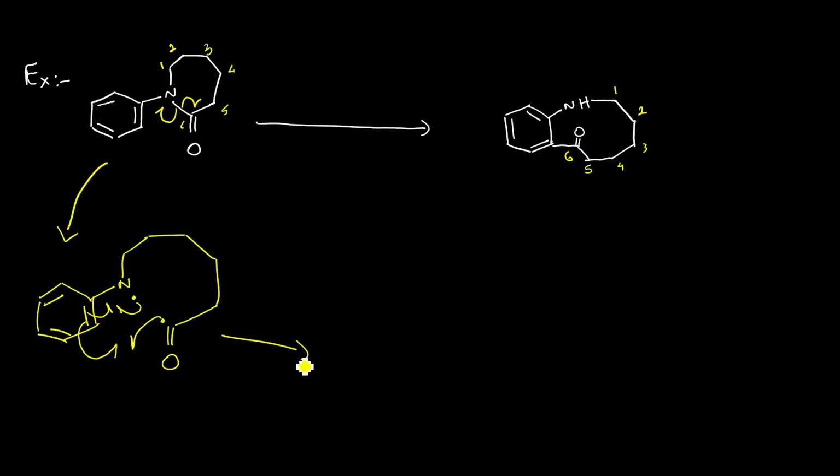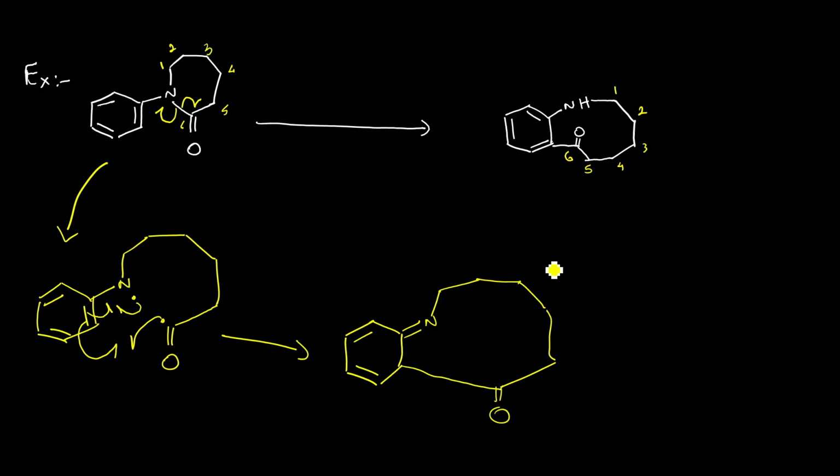Now we have the structure like, so we have these two bonds, and we have a double bond here with nitrogen, and here 1, 2, 3, 4, and we have formed the new bond here. Sorry about the structure, I know it's ugly, but let's go with the concept here.